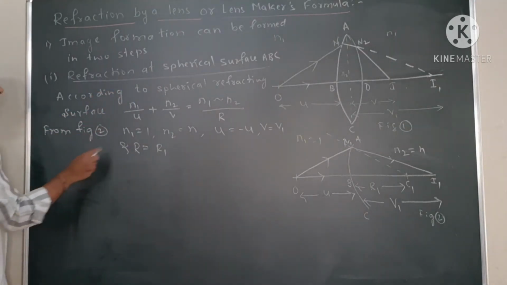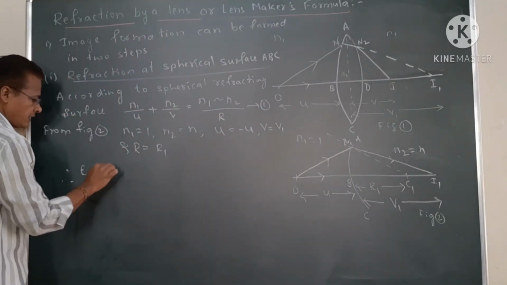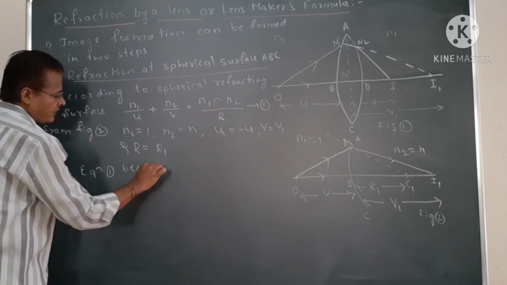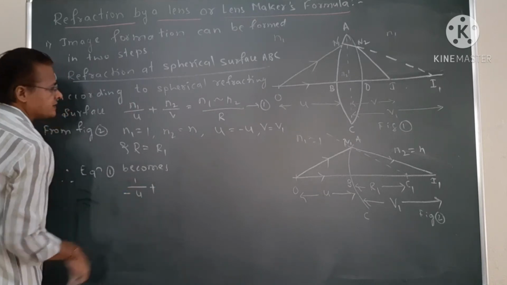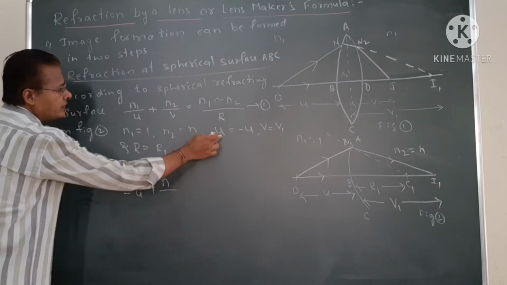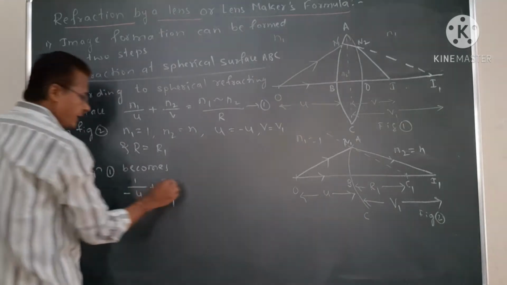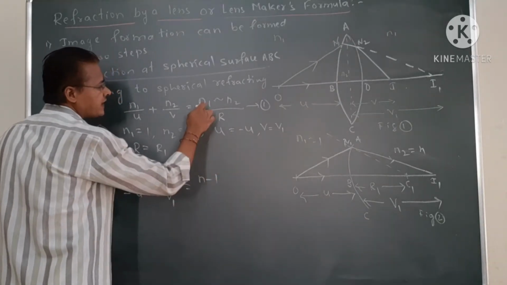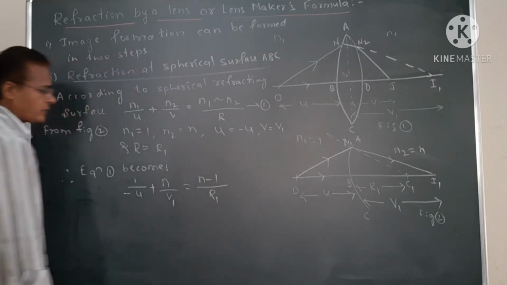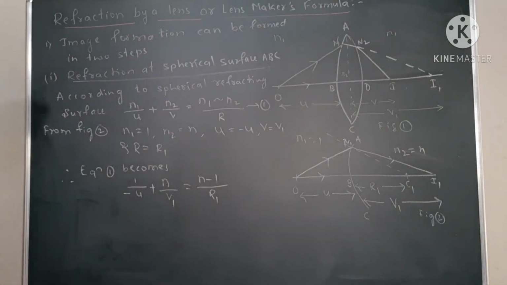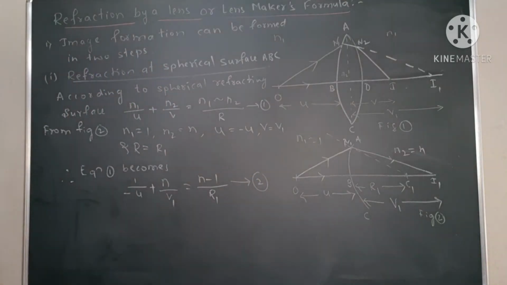Therefore equation 1 becomes 1 divided by minus U plus N divided by V1 equals N minus 1, the difference, where N is greater, divided by R1. Now this we can write as equation 2.